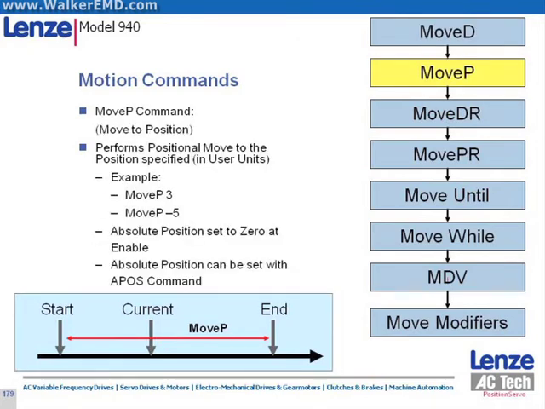The move P command is move to absolute position. Absolute position should first be established by homing the drive at the beginning of the program. The position servo also features registration moves, move DR and move PR. Also it features move until condition, move until, move while condition, move while, segmented moves, MDV, and it can also perform SRAMP acceleration and deceleration for any move type. Simply add S to the end of any move command to add SRAMP acceleration and deceleration.